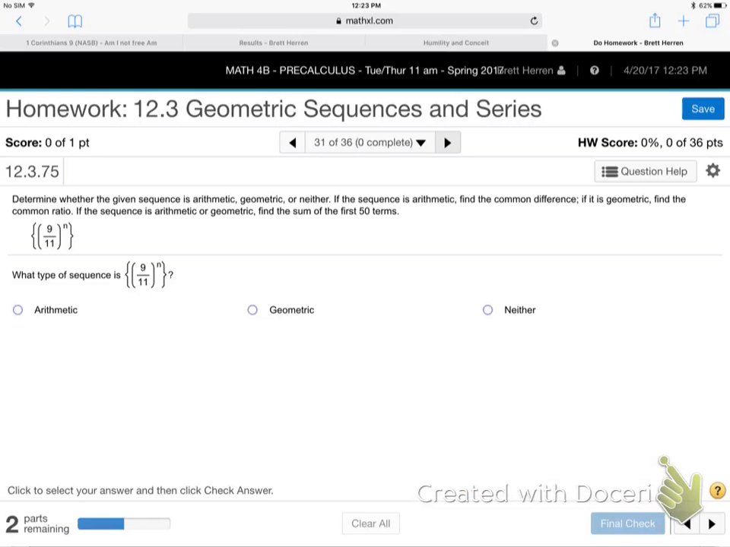Oops, quick correction, it was geometric. That was right. Let me show it again. There it is. It's in the power. Geometric, right? It's exponential. And then you've got to find the first 50 terms, and I don't have time for that. We've done it before. You know how to do it.